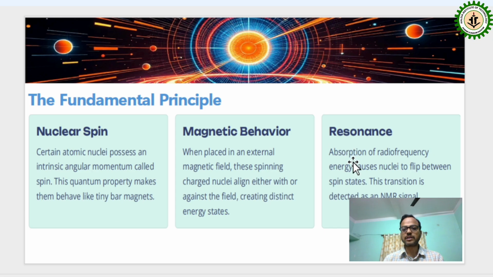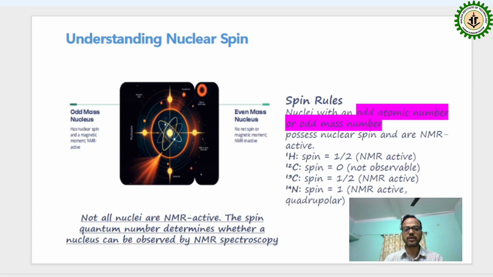Here comes the resonance. Absorption of radio frequency energy causes nuclear flip between spin states. The transition is detected as an NMR signal. Later on, we can understand what this actually is. Now let's understand nuclear spin. As I have told you, there are odd mass nuclei and even mass nuclei. What happens here? An odd mass nucleus has nuclear spin and a magnetic moment, so it is NMR active.